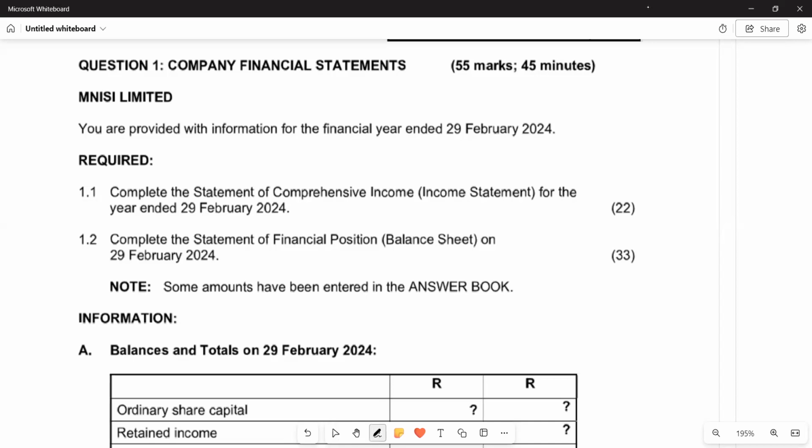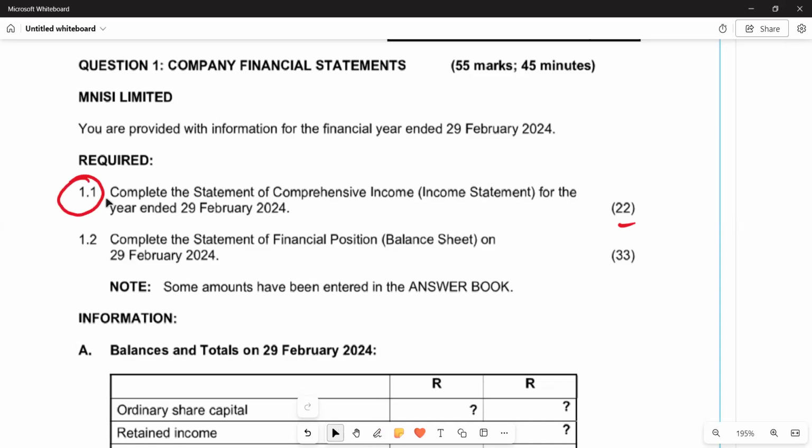So this is a question paper of September 2024, and we are going to look at question one on that question paper. The question reads, [Needs] Limited. You are provided with information for the financial year ended 29th February 2024. Required part 1.1, complete the statement of comprehensive income (income statement) for the year ended 29th February 2024. The question is 22 marks. And we're going to look at the first part of that question, which is 1.1.